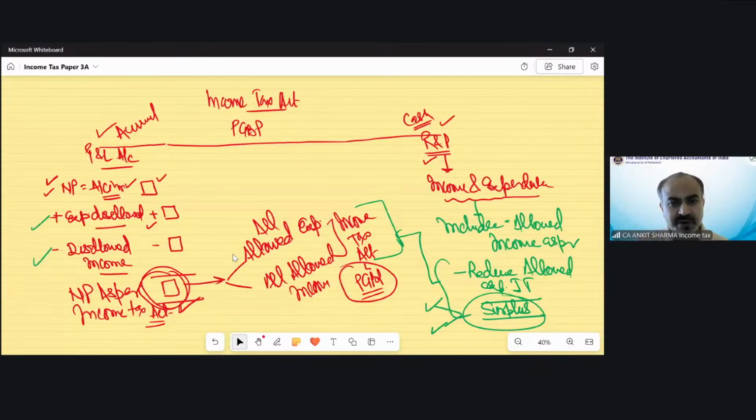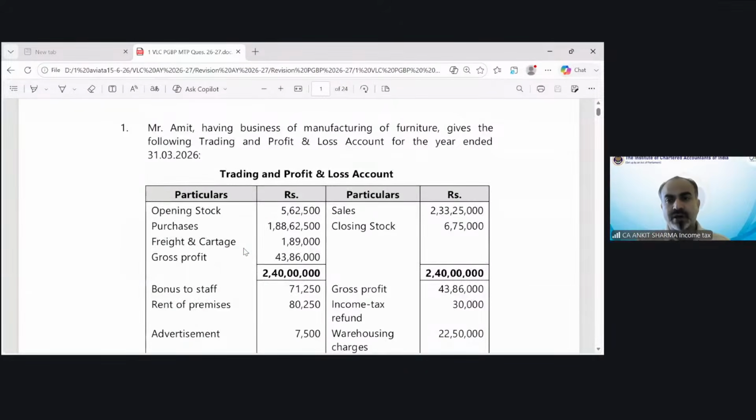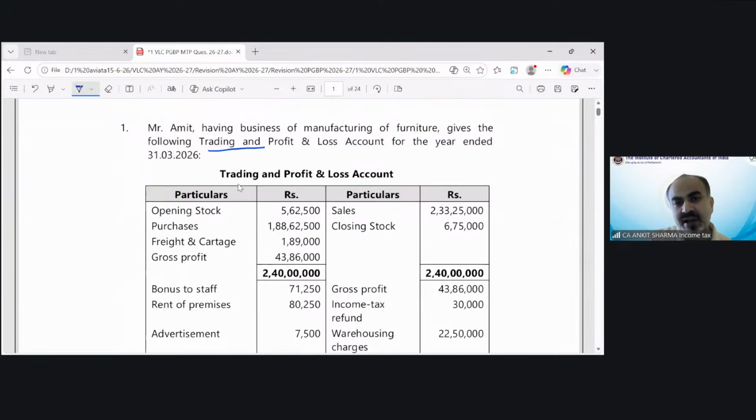Let's start our MCQ or MTP question first. The question says, Mr. Amit, having business of manufacturing of furnitures, gives the following trading and profit and loss account. So you can see, because trading and profit and loss account has been given, we will follow the first part. We will take the net profit as per accounting provision and will allow and disallow the expenditure respectively.